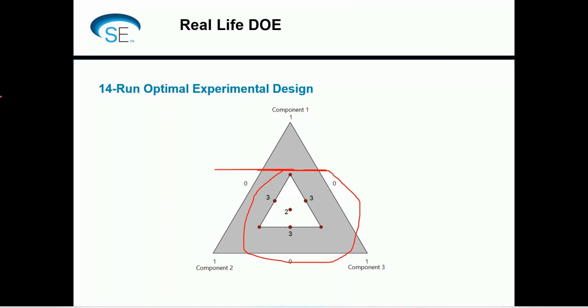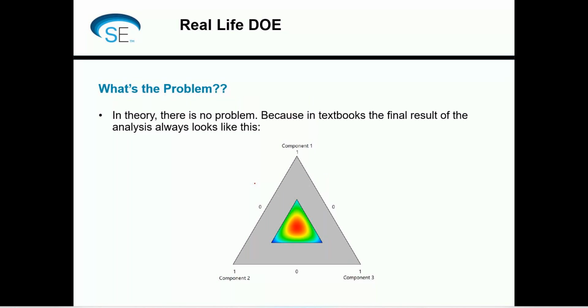So you can see that there's one run done at each of the vertices, there are 2 runs done in the middle here, and then there are 3 runs done at each of the edges, halfway along the edges. And this is fine. This is a perfectly okay design for the experimental design space that has been defined here. So what's the problem?